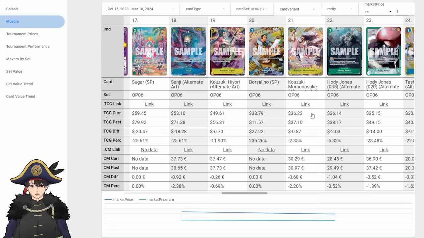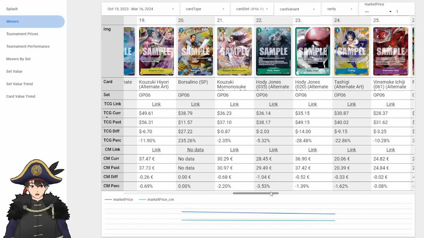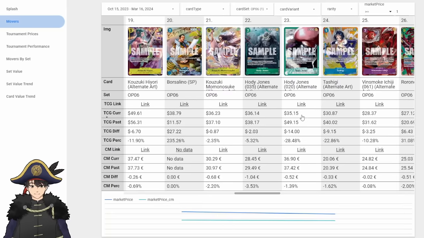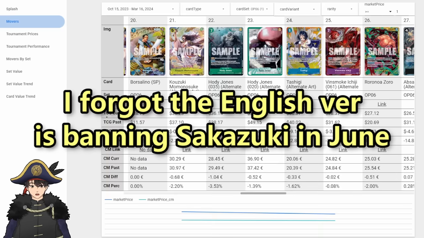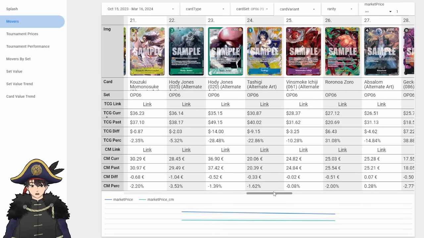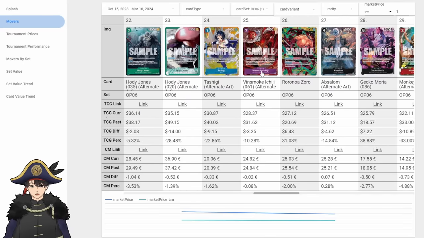And then Momonosuke here, $36. Alt art Hody Jones is $36 as well. And then the leader, Hody Jones, is the cheapest of the leaders in 06 at 35. OPTCG also quite cheap, even though it's a staple in Sakazuki now. Ichiji also quite low, 28. Even though I really like the art on this card, actually.